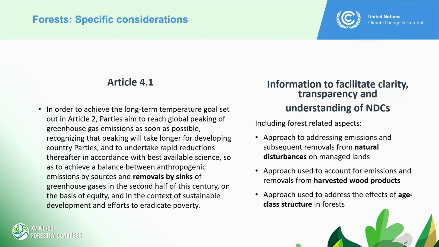Further specific considerations for the reporting on forest data. Many of you may know the Kyoto Protocol, where there were very distinct and specific rules for reporting land use change and forestry. We don't have this anymore, but there are 3 specific paragraphs that emphasize the importance of transparency on specific aspects in forest reporting. These 3 areas are natural disturbances, harvested wood products, and the effects of age-class structure in forests.